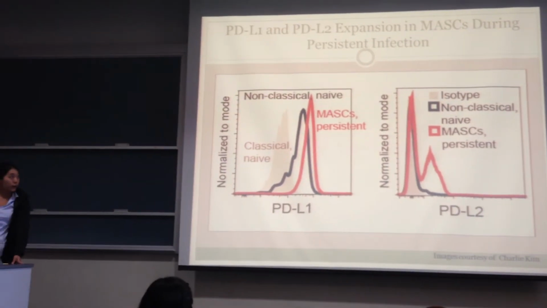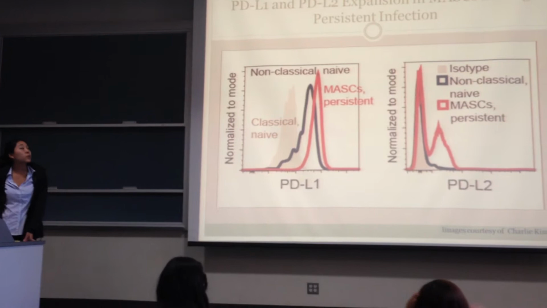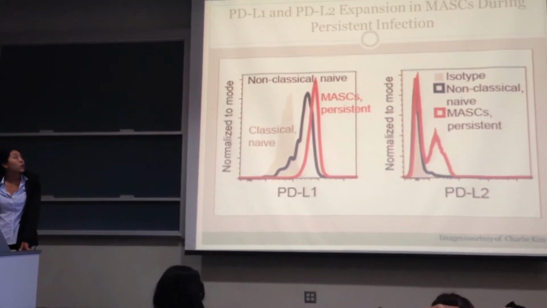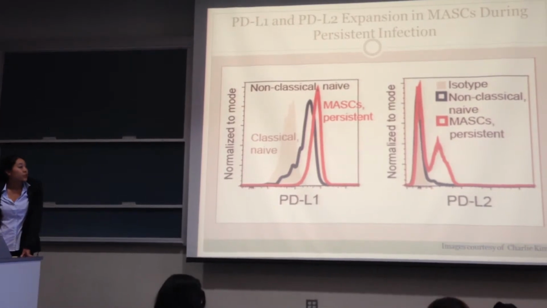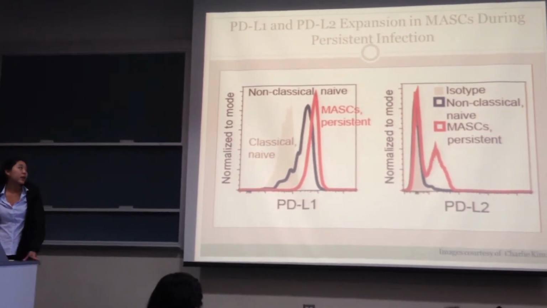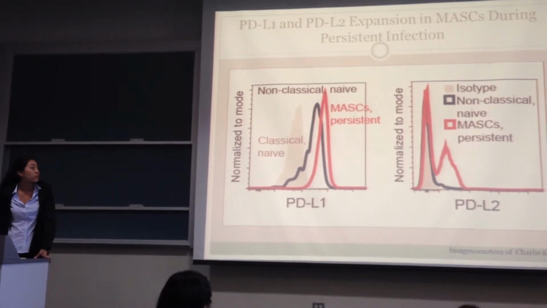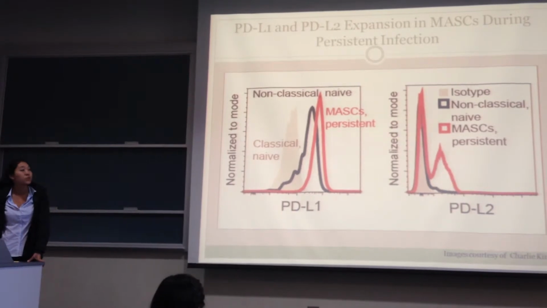As mentioned before, the MASCs upregulate PD-1 ligands, so PD-L1 and PD-L2. In persistent infections, and as you can see by the large red peaks there, they have more expression of PD-L1 and PD-L2 in comparison to the non-classicals and the naive mice.